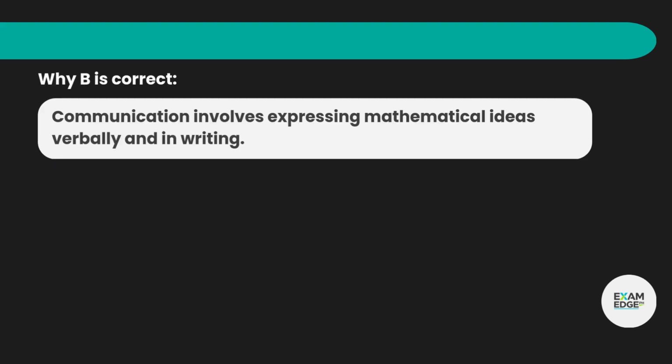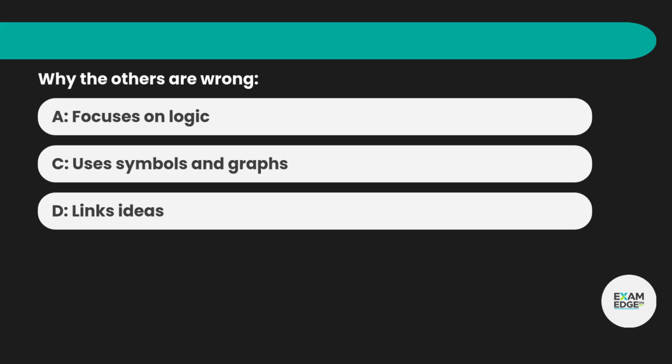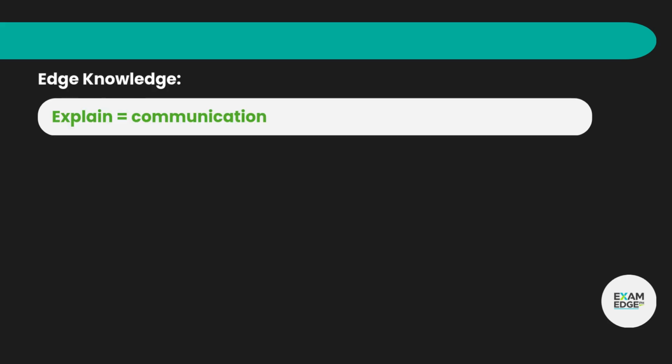Why B is correct? Communication involves expressing mathematical ideas verbally and in writing. Why the others are wrong? A. Focuses on logic. C. Uses symbols and graphs. D. Links ideas. Edge knowledge: explain equals communication.